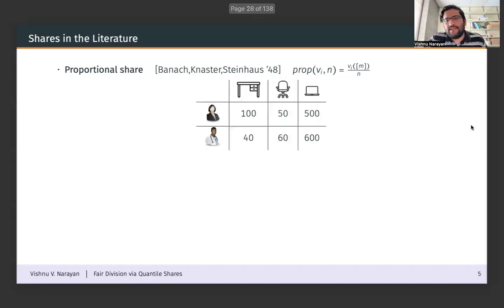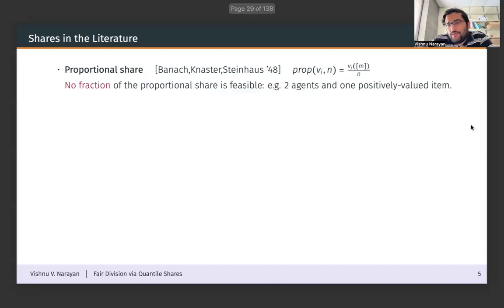But of course, if you have a very high value item, again, like the laptop, Alice's proportional share in this example is 650 over 2, which is 325. Bob's is 700 over 2, 350. And you cannot satisfy both of their proportional shares at the same time. So no, the proportional share does not always exist. And in fact, no fractional proportional share is feasible. So if you had, for example, 2 agents and just one positively valued item, you cannot give both agents any positive fraction of the proportional share.